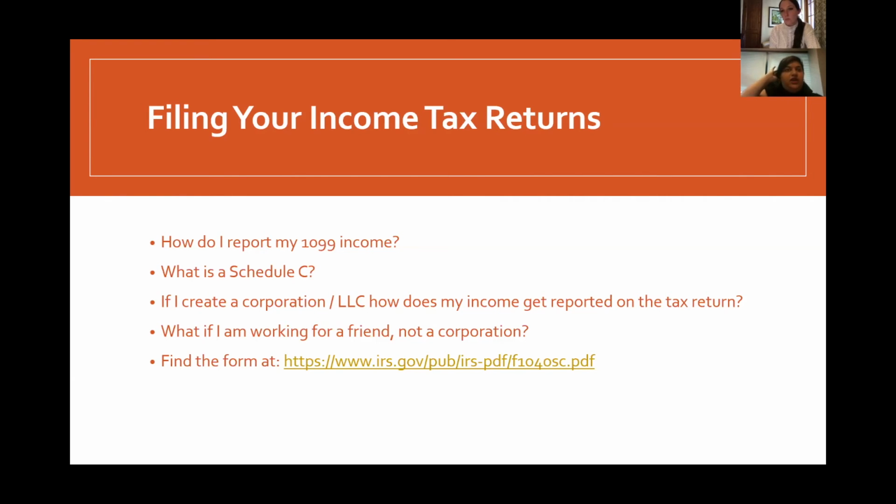So if you made $100,000 in your corporation and, after expenses, showed $50,000 as your income, that's what's going to flow through on the K-1 to your individual tax return.